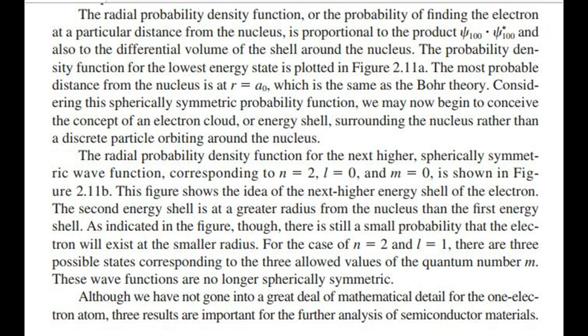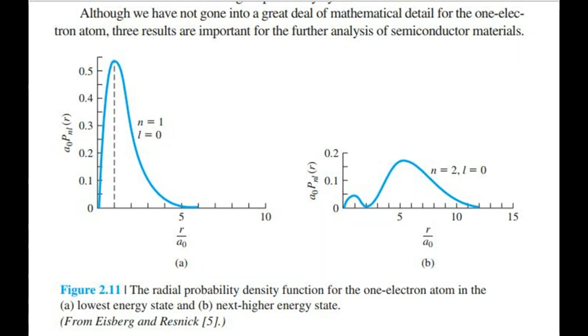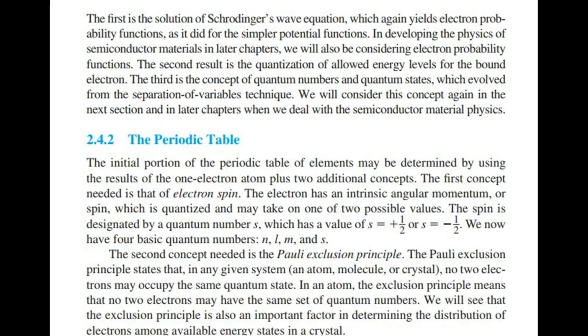Although we have not gone into a great deal of mathematical detail for the one electron atom, three results are important for the further analysis of semiconductor materials. Figure 2.11: the radial probability density function for the one electron atom in (a) the lowest energy state and (b) the next higher energy state. The first is the solution of Schrödinger's wave equation, which again yields electron probability functions, as it did for the simpler potential functions.